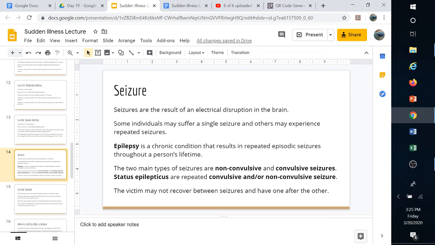So what's happening is there's an electrical disruption in the brain. Some individuals may suffer a single seizure, and others may have repeated seizures. Epilepsy is a chronic condition where people have repeated episodic seizures throughout their lifetime. And then you also have conditions where people will have repeated convulsive and non-convulsive seizures. If they're repeated, we consider it life-threatening.